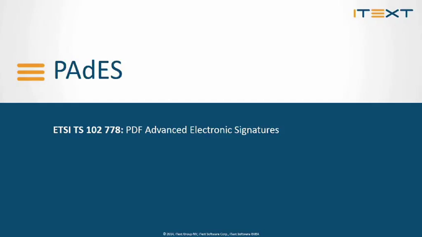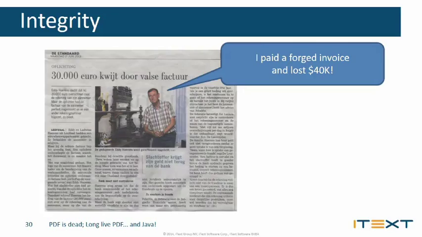A second use case: this is an article from a Belgian newspaper. This guy, Eddie Harens is his name, was building his house. He was working with a contractor, and the contractor built his house, and he received an invoice from the contractor. So he paid the invoice. What he didn't know was that the invoice was intercepted, and somebody changed the wiring information.